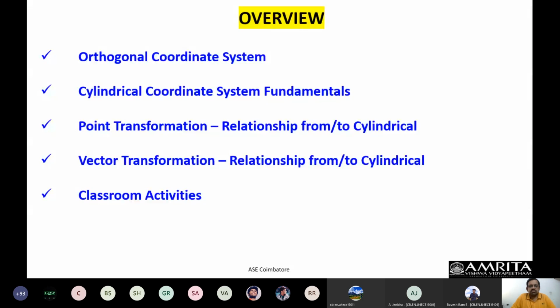But we will restrict ourselves to the cylindrical and spherical coordinate systems, which are also curvilinear coordinate systems. That is the difference between a Cartesian coordinate system and a cylindrical one: you are encountering curved surfaces in a cylinder, and also in a sphere. There are many orthogonal coordinate systems where curved surfaces are encountered, but we are going to restrict ourselves to cylindrical and spherical.